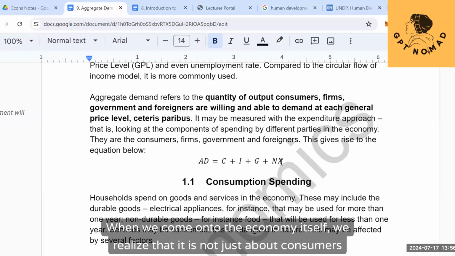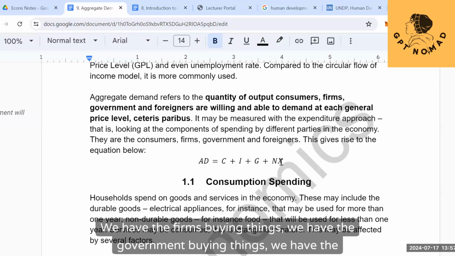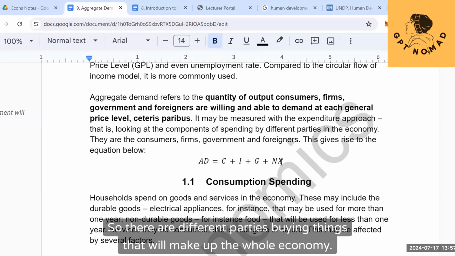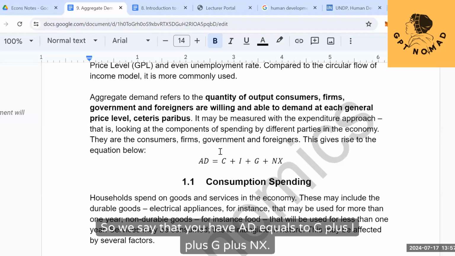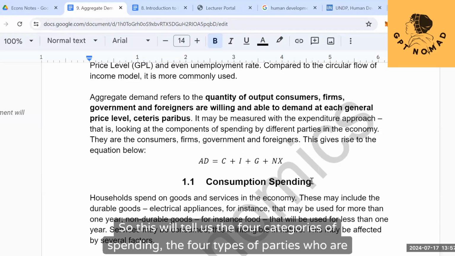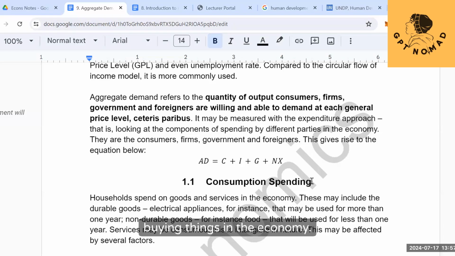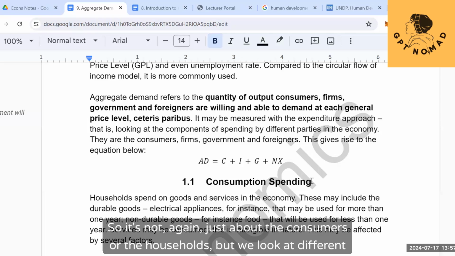When we come into the economy itself, we realize that it is not just about consumers anymore. We have the firms buying things, we have the government buying things, we have the foreigners buying things as well. So there are different parties buying things that will make up the whole economy. And so to understand this whole relationship, we capture them in an equation. And so we say that AD equals C plus I plus G plus NX. So this will tell us the four categories of spending, the four types of parties who are buying things in the economy.